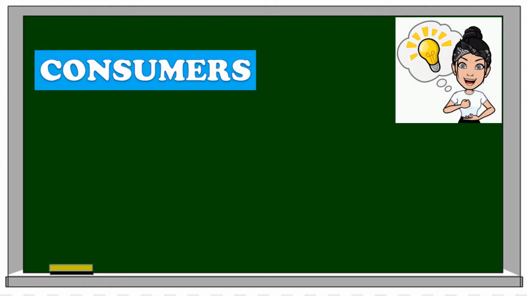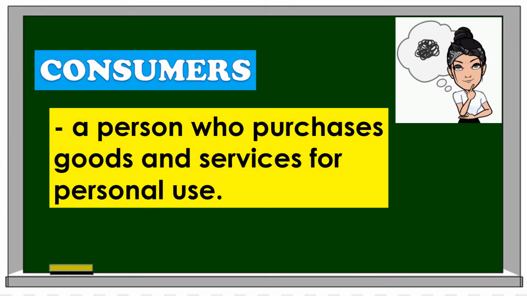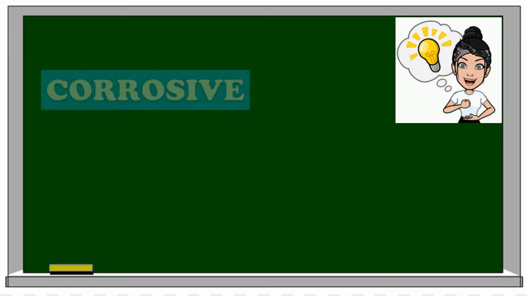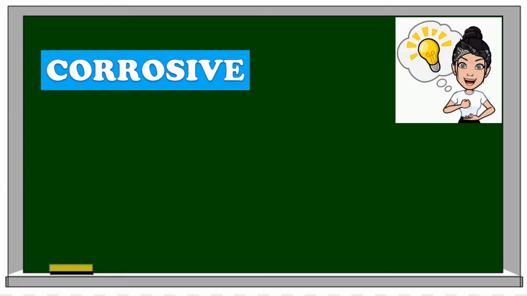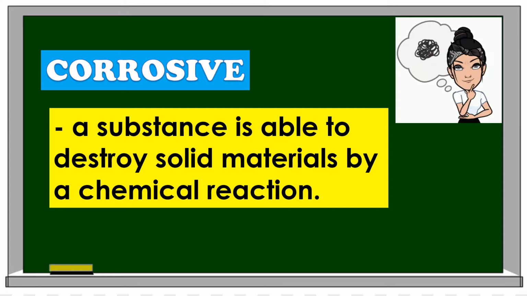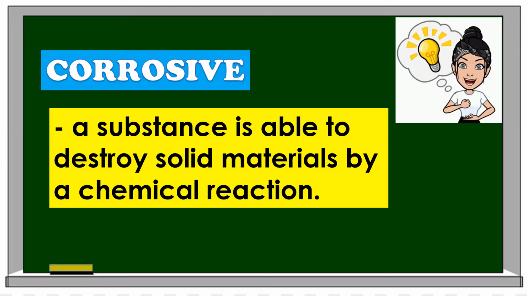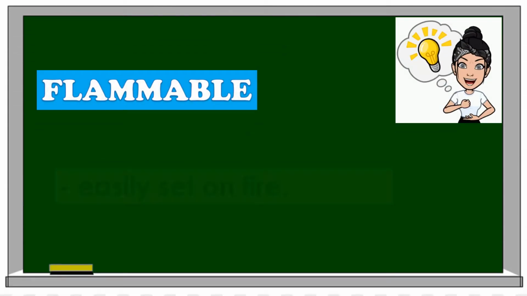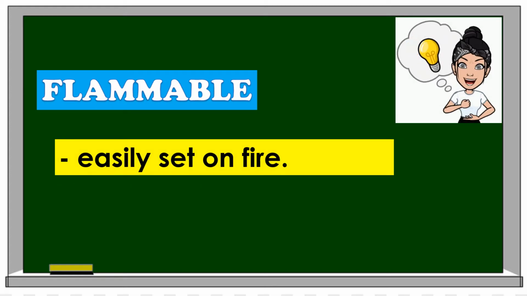First is the consumers. It is a person who purchases goods and services for personal use. Next is corrosive. A substance able to destroy solid materials by a chemical reaction. Flammable. It is easily set on fire.